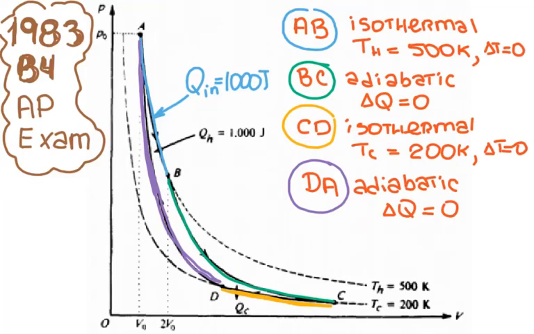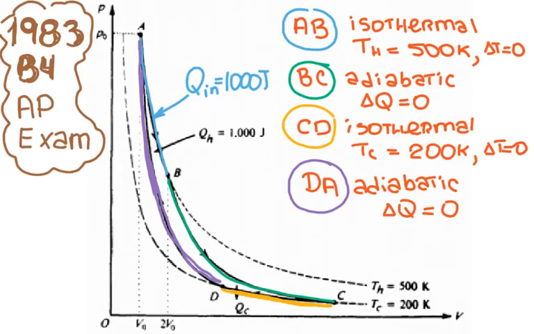So here is a problem from the previous AP exam questions, and it was in 1983, B4 question. You have a PV diagram that represents the states of an ideal gas during one cycle of operation of a reversible heat engine. The cycle consists of the following four processes.